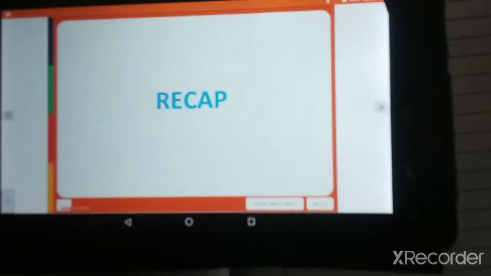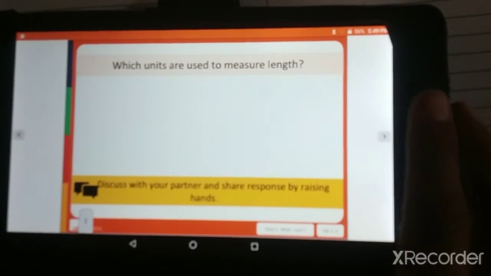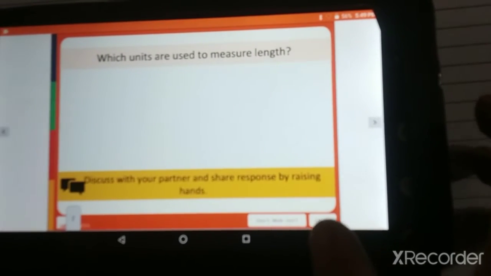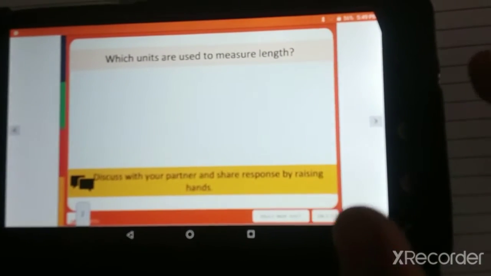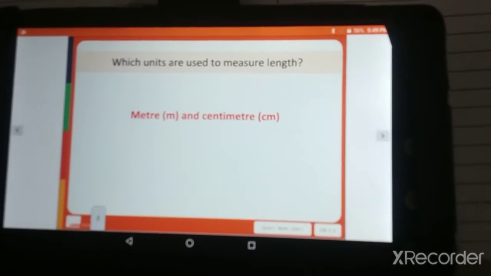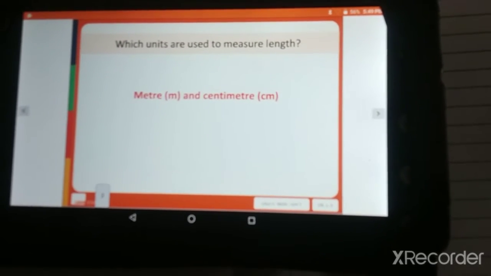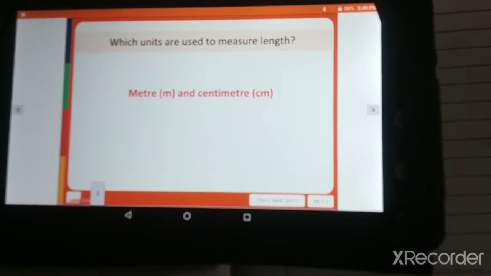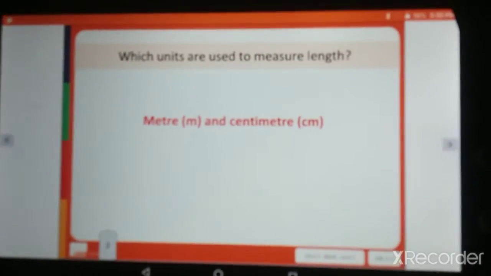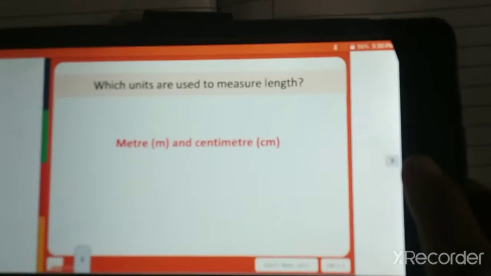Okay, students. Now we'll do a recap. In this recap, which units are used to measure length? First of all, we have to see which units we can use for length. Meter and centimeter are there. Two things are there: one is meter and the second is centimeter.